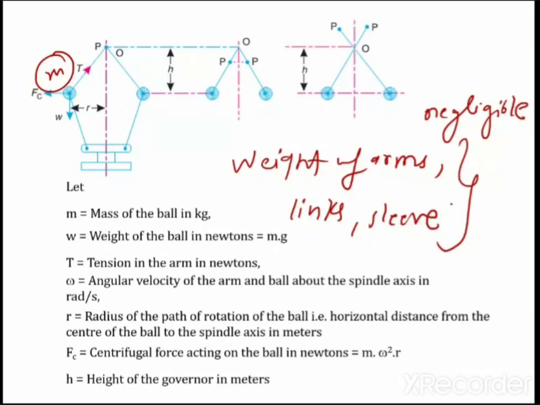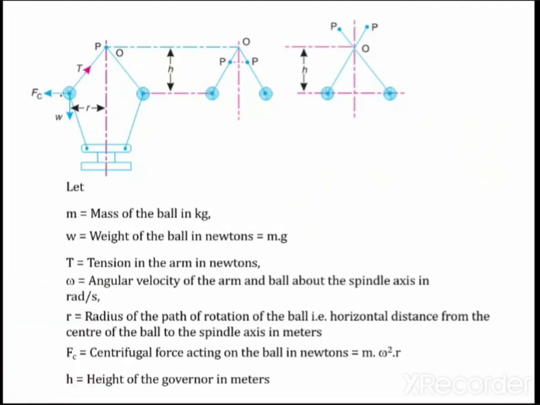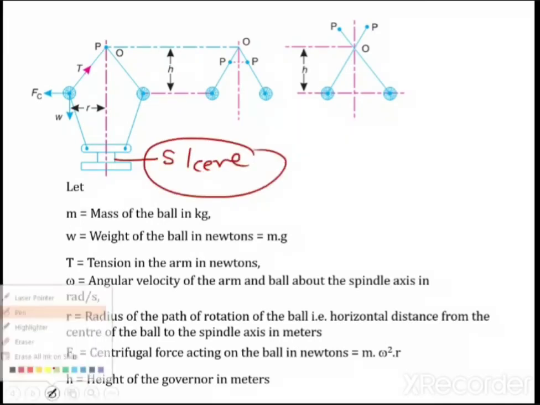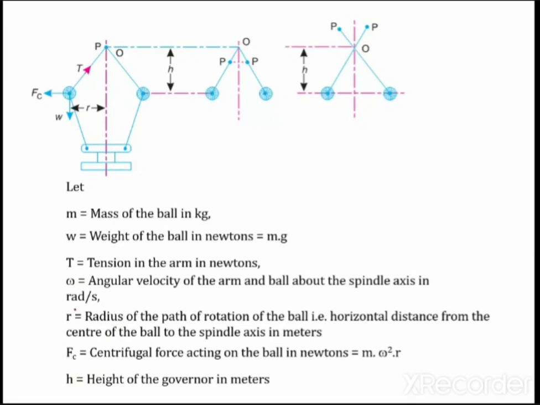Okay, so you might think, sir, you have considered the mass m of the fly ball, but you haven't considered the links, the arms, or the sleeve. This is nothing but a sleeve. Neglecting these will not have much impact on your final answer or final result.